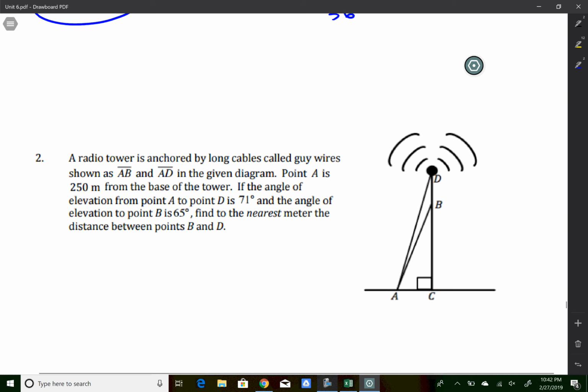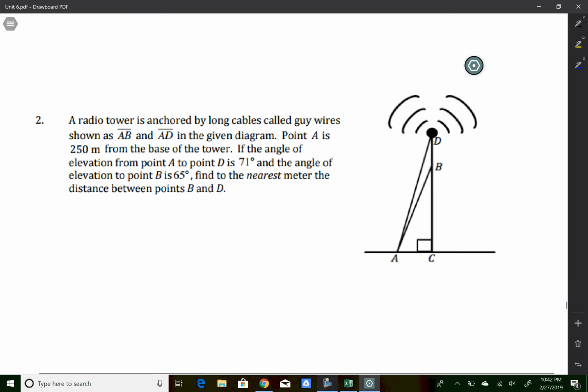Number 2 says that we have this radio tower anchored by long cables, and we have this kind of weird looking picture. So it says point A is 250 feet from the base of the tower. It then says if the angle of elevation from point A to point D is 71 degrees and the angle of elevation from point A to point B is 65 degrees, find the distance between B and D. Now, this is a tough question, right? Because of the picture. So we have to do a little bit of thinking here.